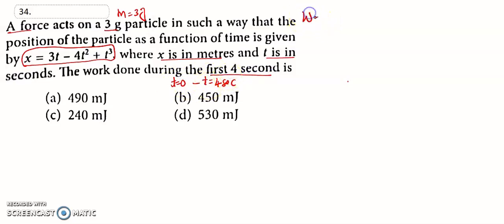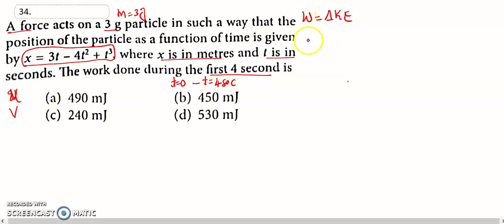Work done is equal to, look, from 0 to 4. Here the derivative of distance is velocity. In velocity, if time is equal to 0, that is the initial velocity. If time is equal to 4 seconds, it is the final velocity. Work done is equal to the change in what? Kinetic energy. So now, for work done, you have to find the velocity.